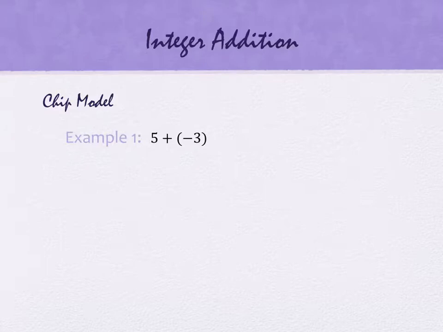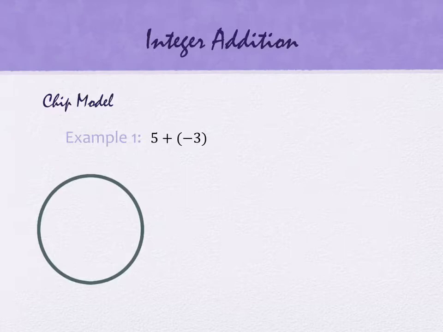So what you're going to do is you're going to start out by drawing a circle. And inside your circle, you're going to put 5 positive chips. So for me, that's 5 black chips because my black is my positive. And then you're going to do 3 red chips because it's a -3.